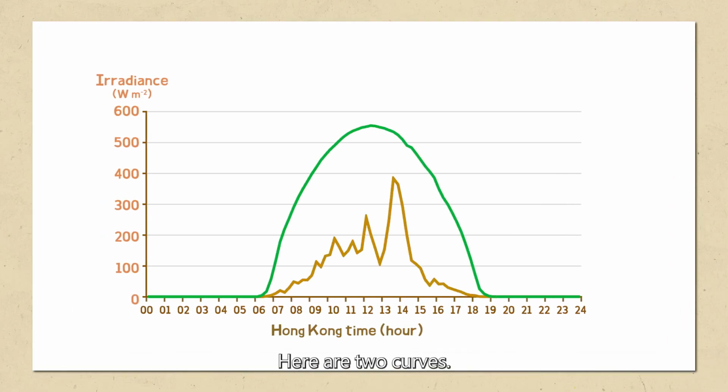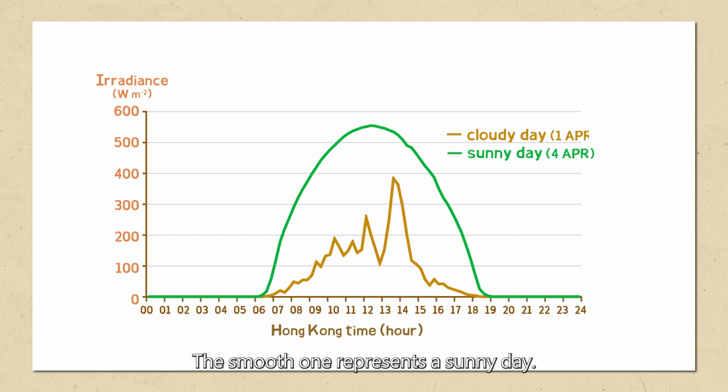Here are two curves, one represents a sunny day, and one represents a cloudy day. The smooth one represents a sunny day. The other one is irregular. Correct. The smooth one represents a sunny day. This graph shows the solar irradiance. The unit is watts per meter squared.